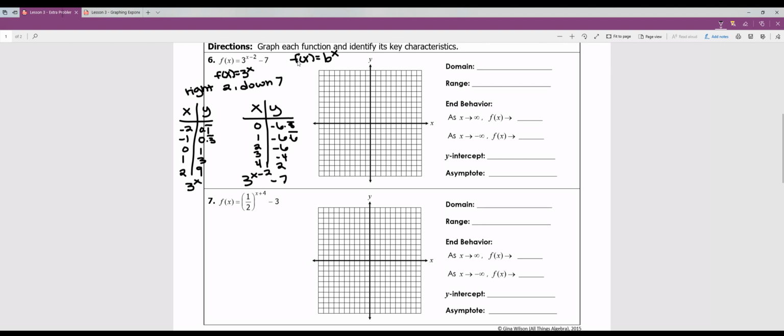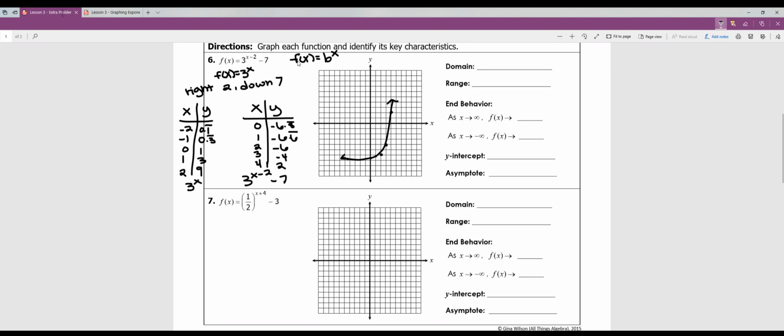So 0 down to 1, 2, 3, about 7. 1 is a little bit higher. 2 is actually at 6. 3 is at 4. And 4 is at 2. Okay, so this is my transformed graph.